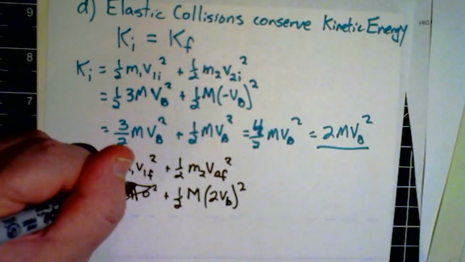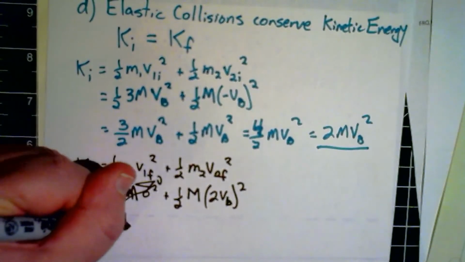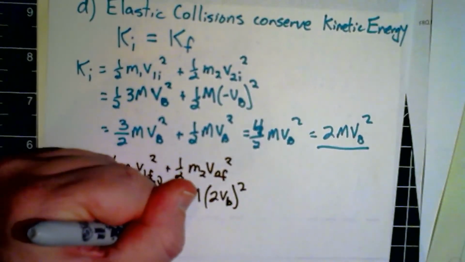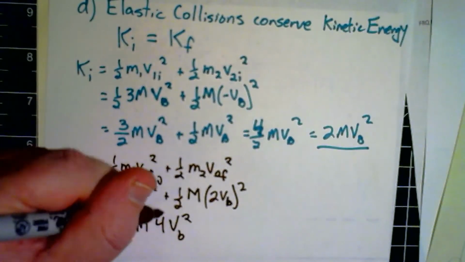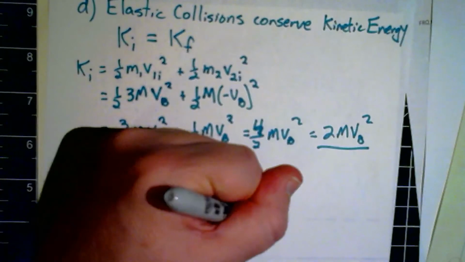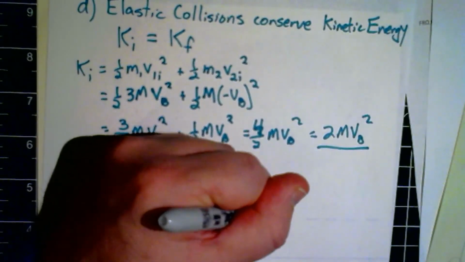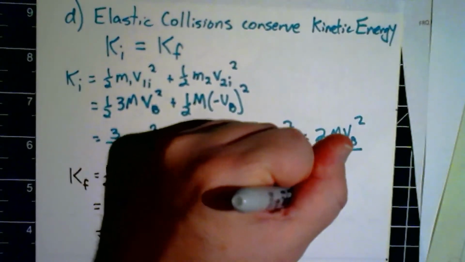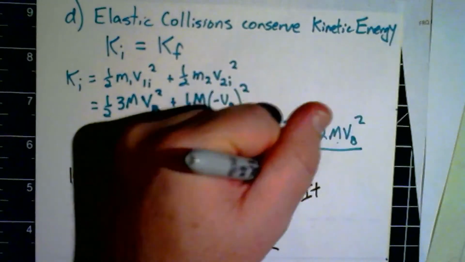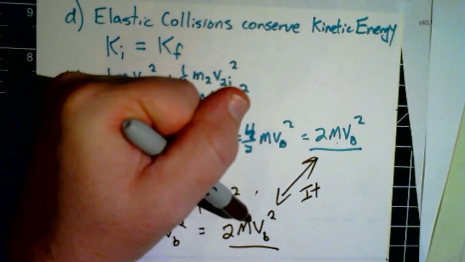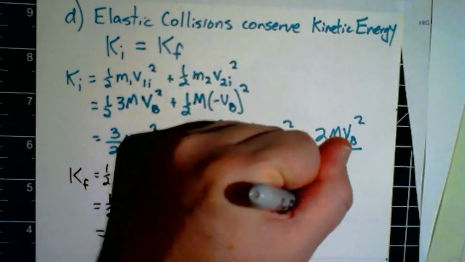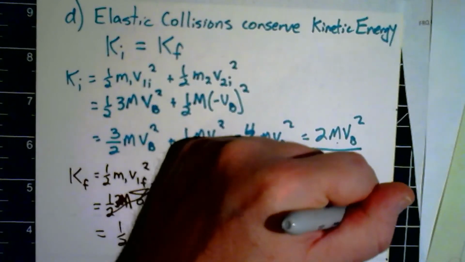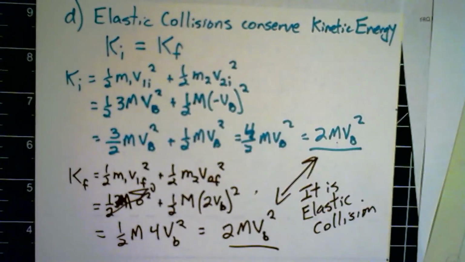And so this term, of course, goes away, and so we're left with 1/2 m times 2 squared, which is 4 times VB squared. And so 1/2 times 4 is 2, and we have 2m VB squared. And so sure enough, those two values are equivalent. So therefore, you can conclude that because they have the same initial and same final kinetic energy, it is an elastic collision. All right, so that's for part D.